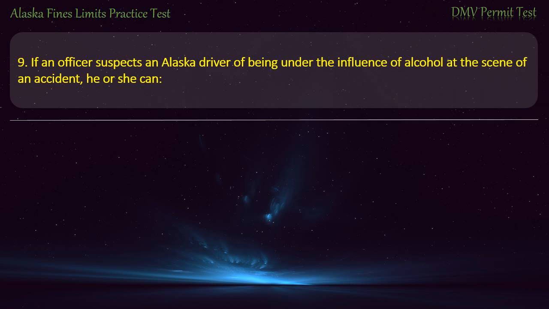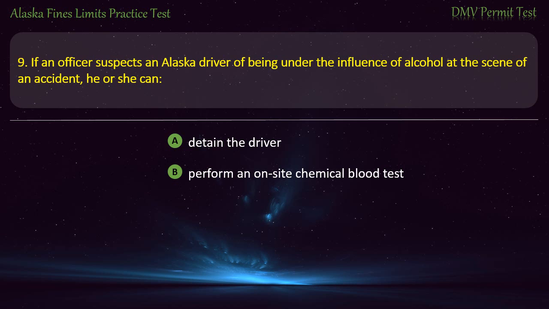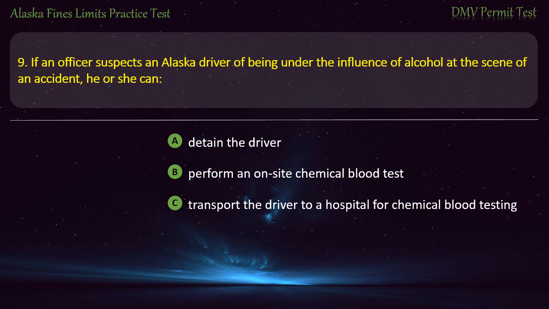Question 9. If an officer suspects an Alaska driver of being under the influence of alcohol at the scene of an accident, he or she can detain the driver. Perform an on-site chemical blood test. Transport the driver to a hospital for chemical blood testing. Request a chemical breath test on a portable device. Answer. Request a chemical breath test on a portable device.